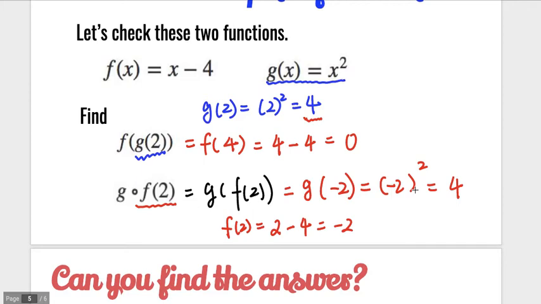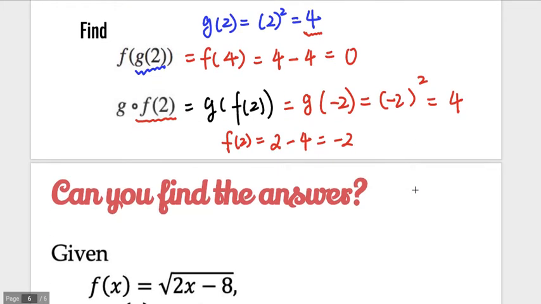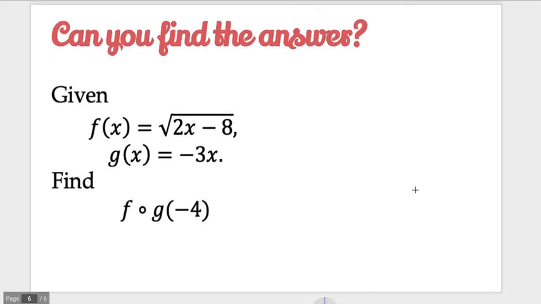Next, I'm going to challenge you. I'm going to pose a question here. These two seem a little bit complicated. We have two functions here. f of x is the square root of 2x minus 8. g of x is negative 3x. We are going to find this value. So check this question very, very carefully, and I'm going to post the question today. Then try to review the video as needed if you want to answer this question.